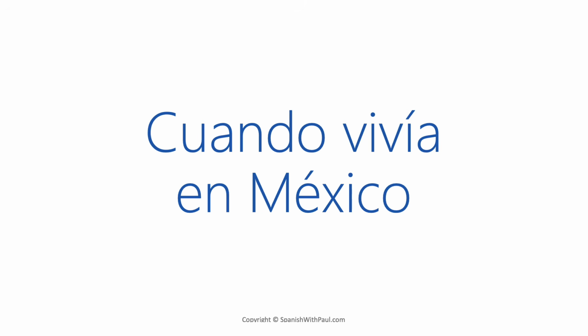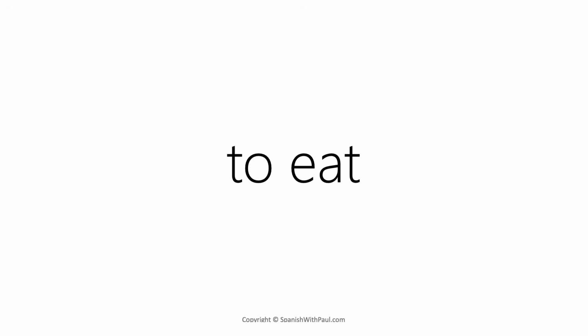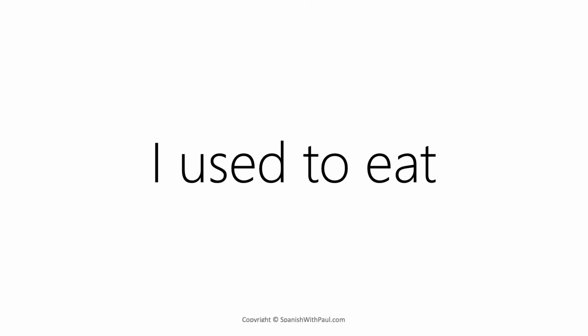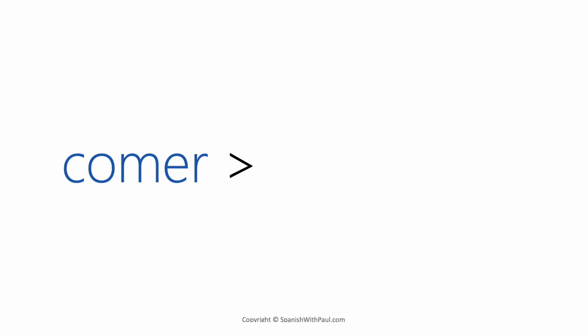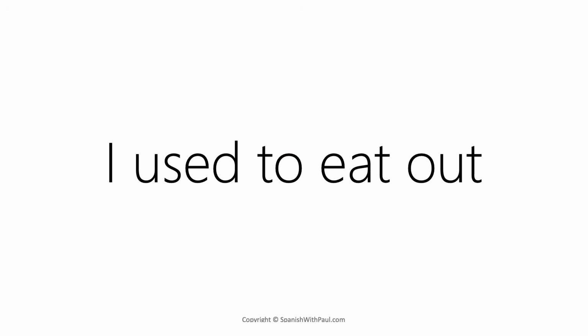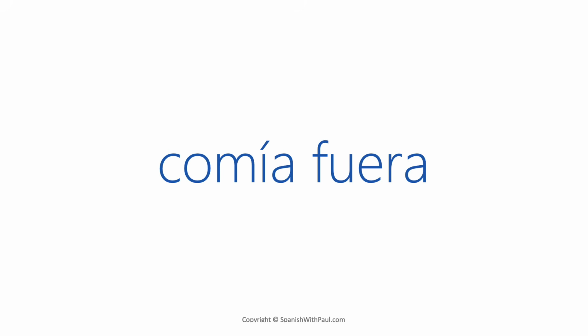Cuando vivía en México. Once again, what's the verb to eat? Comer. And to express I used to eat, we take the sound of comer and it would go to comía. Comía. I used to eat. Now to express I used to eat out, we could say comía fuera. So we have comía, I used to eat, and fuera for out.